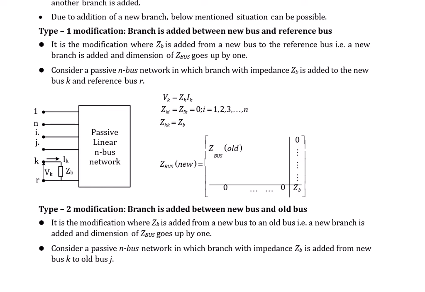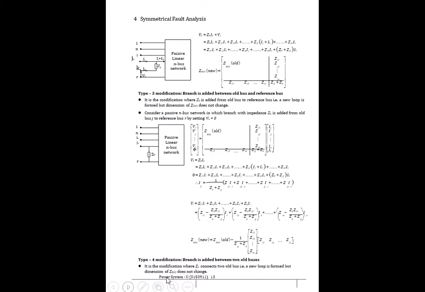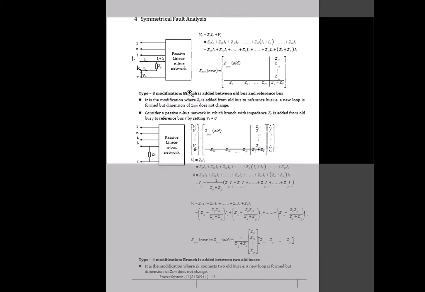Because a new branch is added, whenever any branch is added in this system, the dimension of Z bus will be increased by 1. Consider a passive Z bus network in which a branch with impedance ZB is added from the new bus K to the old bus J. So this is the diagram for that.